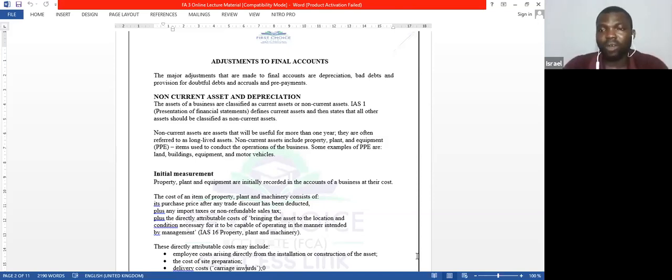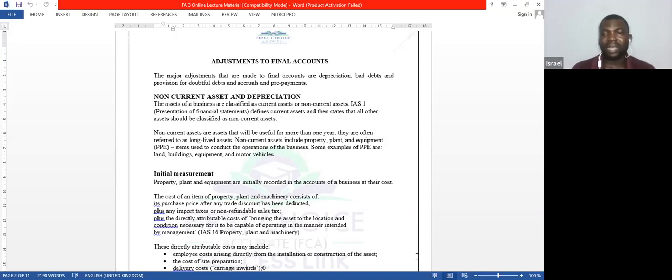Now, for us to go into it, we are going to start with depreciation. For us to understand depreciation, we need to talk about IAS 16. IAS 16 is all about property, plant, and equipment. At your level, you'll be dealing with, I think, 5 or 6 standards right now. And please, you need to know these standards.